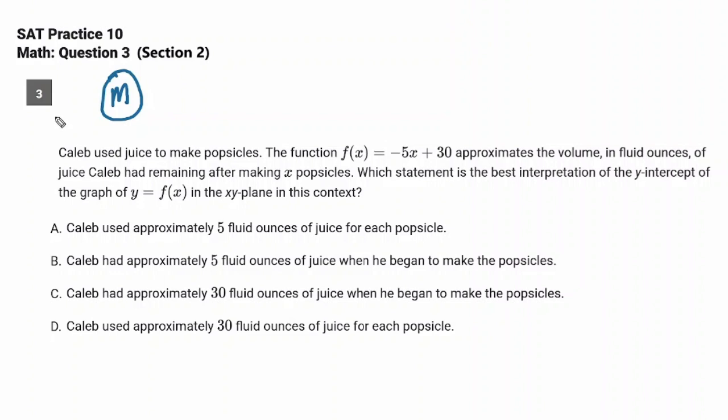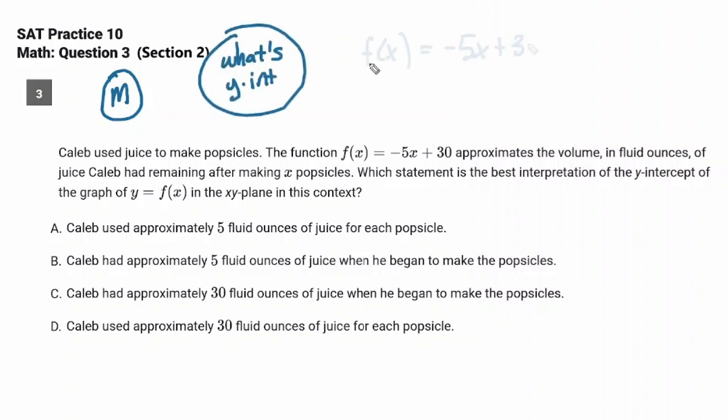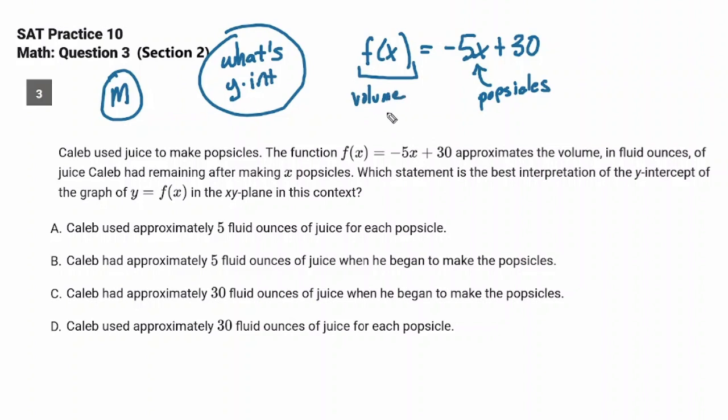It's really important to write down what we're looking for in this question. What's the y-intercept? So let's just start by writing down the function, and let's label what the function stuff is. So what's x? ETS says that x is popsicles. What's f of x? The function approximates the volume of juice Caleb had remaining after making x popsicles. So f of x is volume of juice remaining.